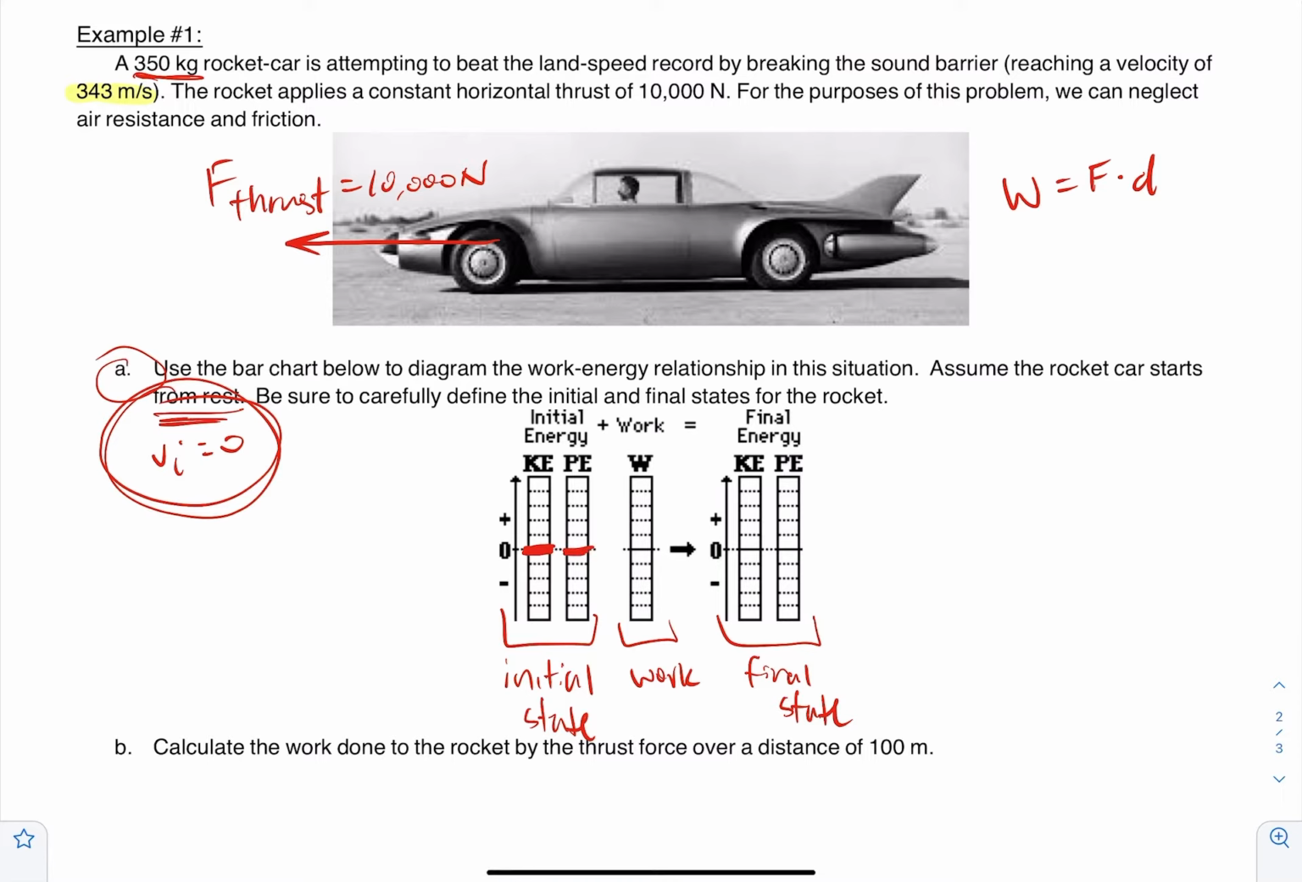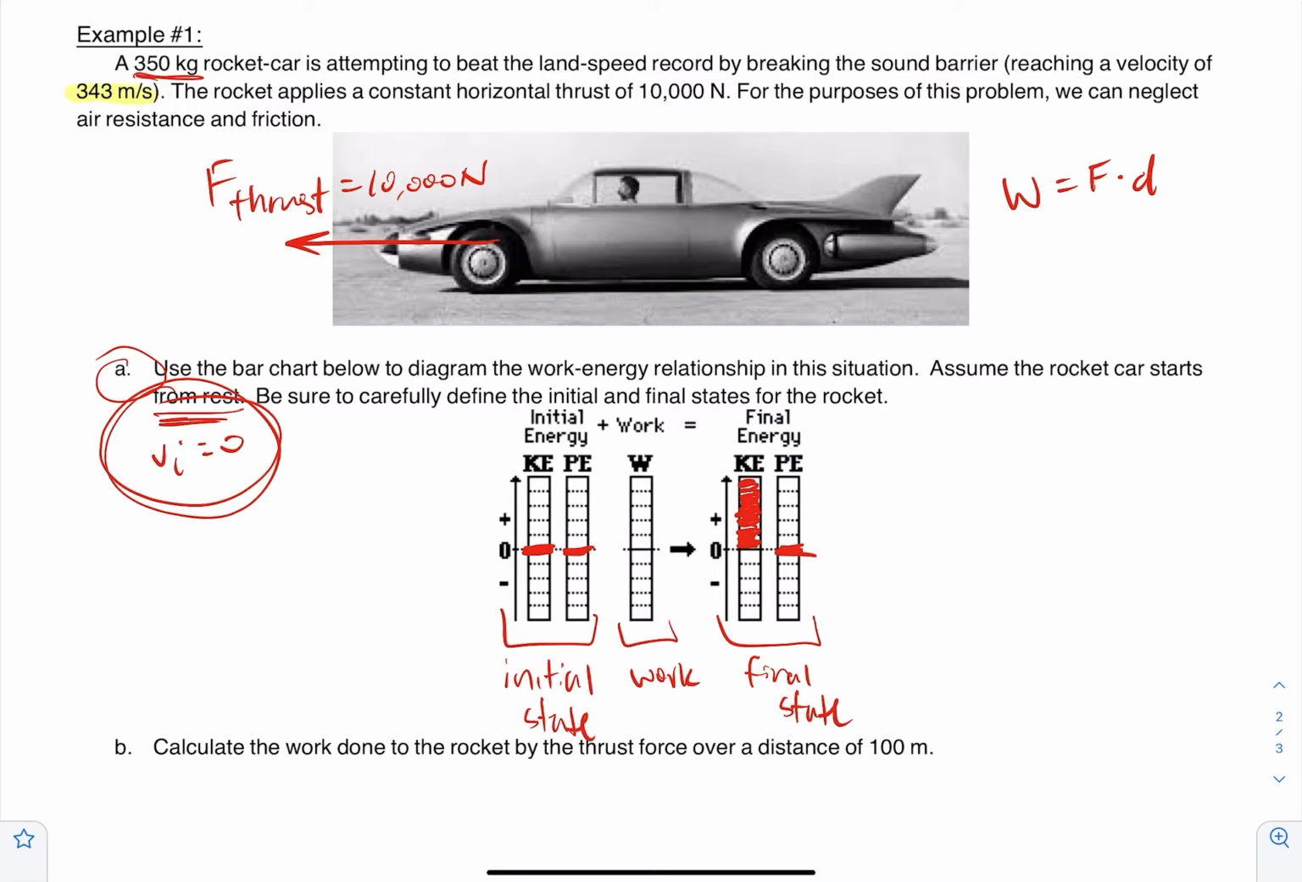And then in the final state, we see that it's being pushed forward, and so it's going to accelerate to this 343 meters per second, okay? So in the final state, it's moving quite fast. It's got a lot of kinetic energy, and so I'm just going to fill this all the way up. But it's still on the ground. It hasn't gained any height, so its potential energy in the final state is still 0, okay?